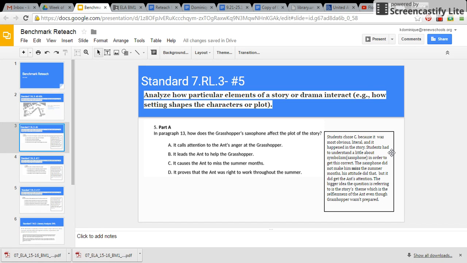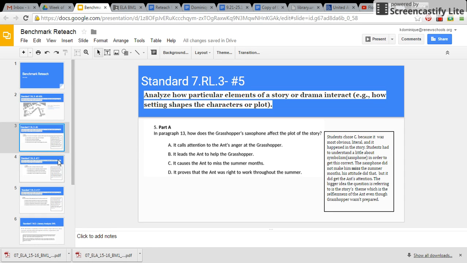And the bigger idea the question is referring to is the story's theme, which is the selflessness of the ant, even though the grasshopper wasn't prepared. So the saxophone really led the ant to help the grasshopper. It didn't really make the ant miss the summer months. And the ant didn't miss the summer months anyway. It was the grasshopper. So you have to be very careful because a lot of times these answers are really, really tricky. The ant did not miss the summer months at all. It was the grasshopper who just played away during the summer months and did not prepare for the winter.